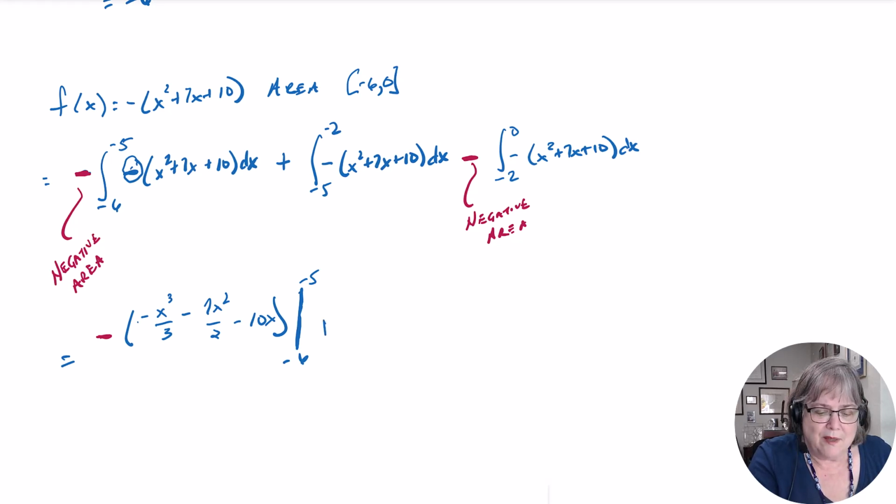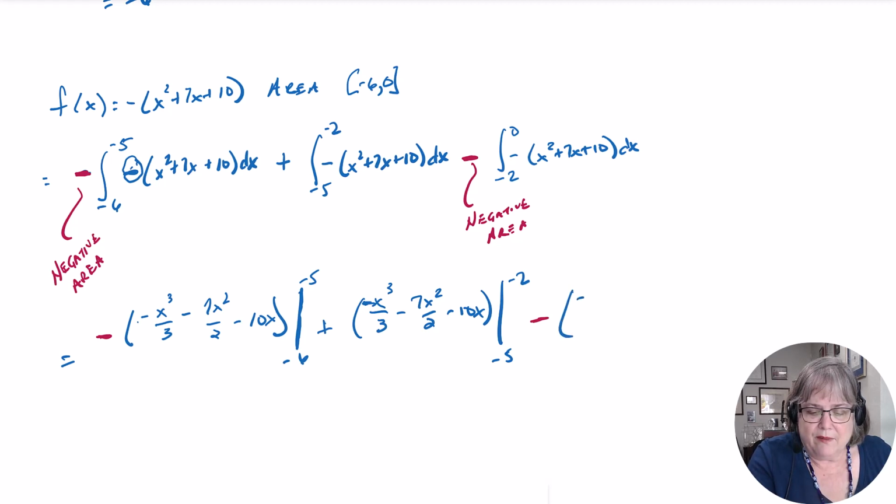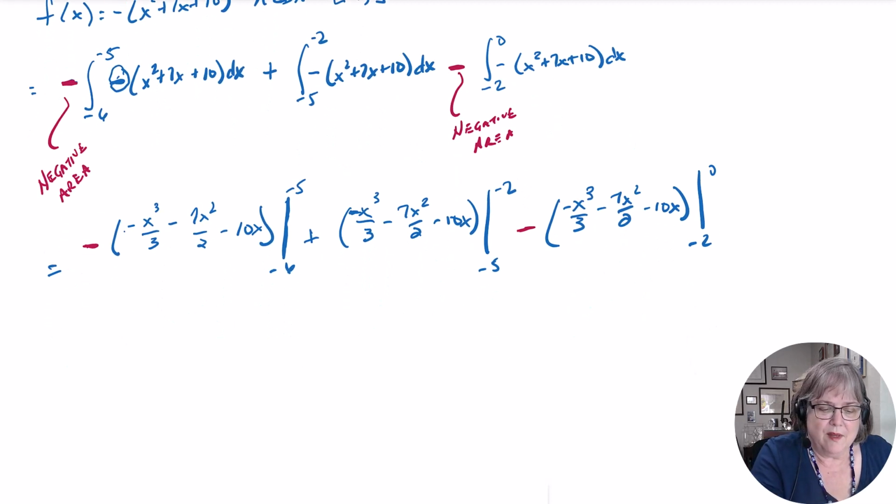Then I would have the plus, and I would have the same thing. I would have negative x cubed over 3 minus 7x squared over 2 minus 10x. And this time I'm going to go from negative 5 to negative 2. And then I'm going to have this negative of this negative x cubed over 3 minus 7x squared over 2 minus 10x from negative 2 to 0. So as you can imagine, this is going to get crazy.